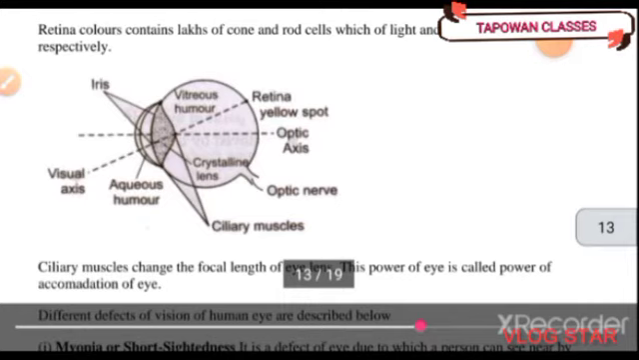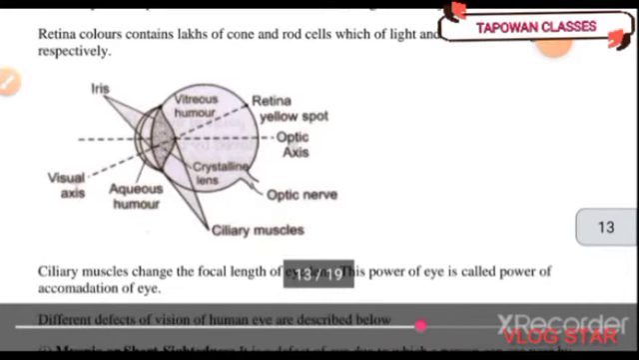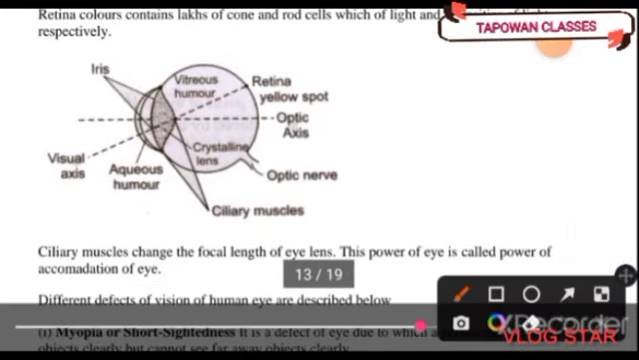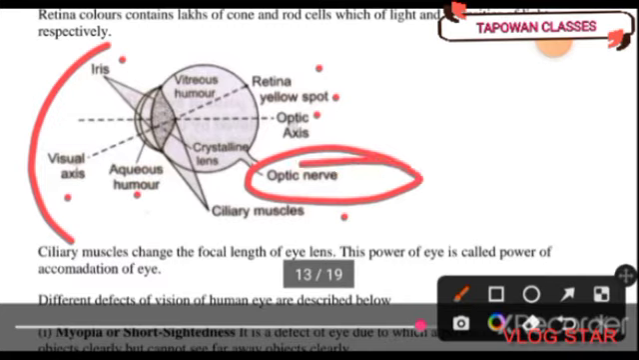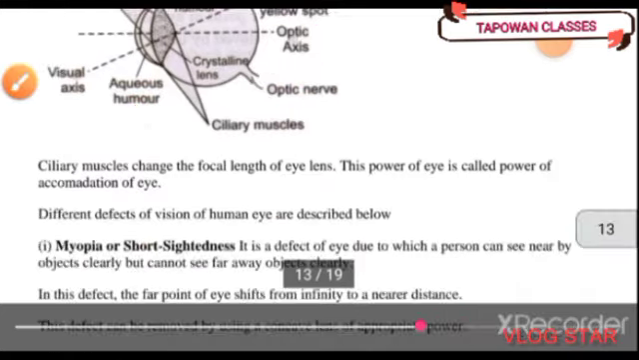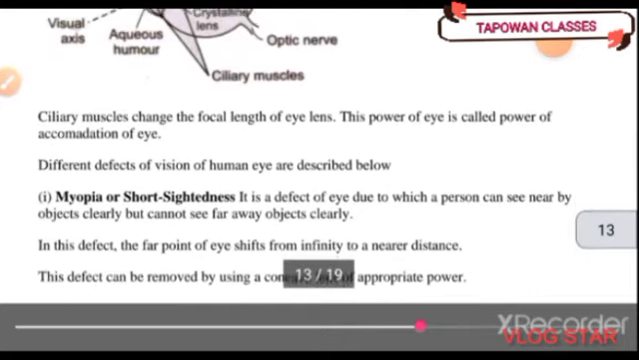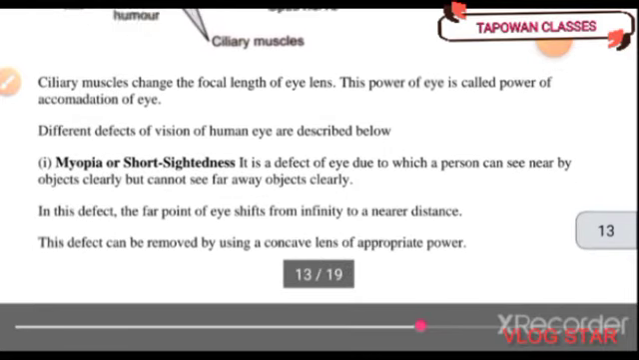Here is a diagram of the eye showing the different sections. It has the retina, yellow spot, optic axis, and this is the lens. Also the vitreous humor and crystalline lens, the aqueous humor, visual axis, iris, ciliary muscles, and the optic nerves, which give us the capacity to see objects. The ciliary muscles change the focal length of the eye's lens, and this power of the eye is called the power of accommodation.